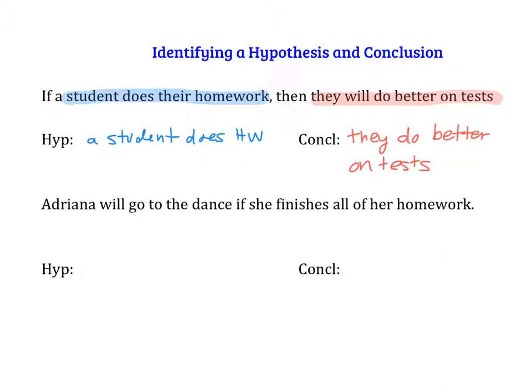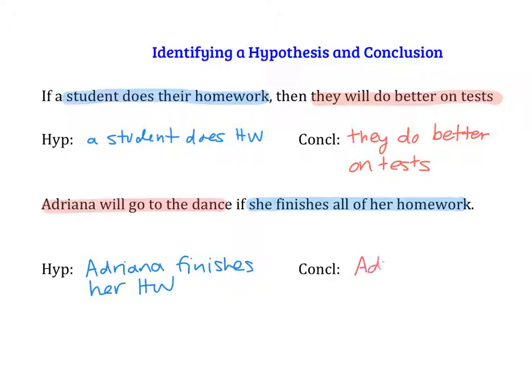Okay, let's look at this next one. Adriana will go to the dance if she finishes all of her homework. So the if statement is right here. Again, this time it's at the end of our sentence, and the then part would be the first part. So our hypothesis is Adriana finishes her homework. The conclusion would be Adriana goes to the dance. And there you have it.